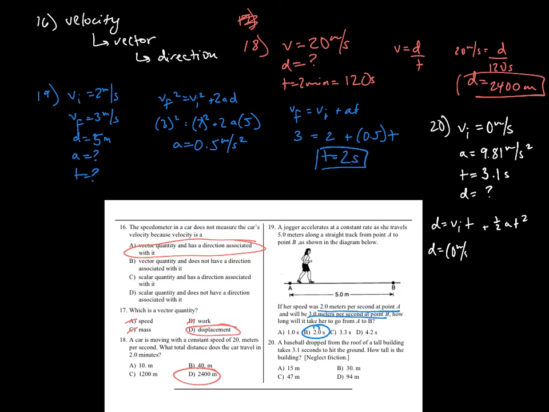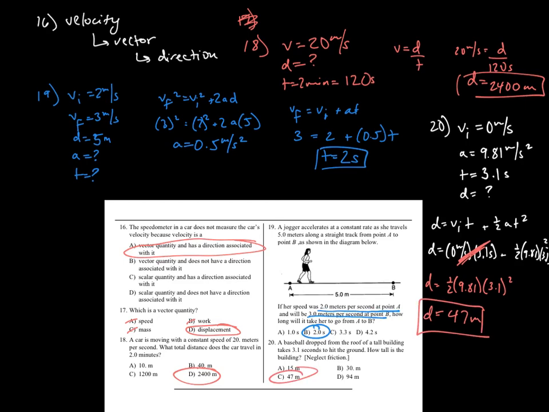Initial velocity is 0, so that cancels that term out. Plus 1/2 times 9.81 times 3.1 squared. So do the math, plug and chug. The first term cancels out to 0, so D is equal to 1/2 times 9.81 times 3.1 squared, and you should get 47 meters approximately. Choice C.